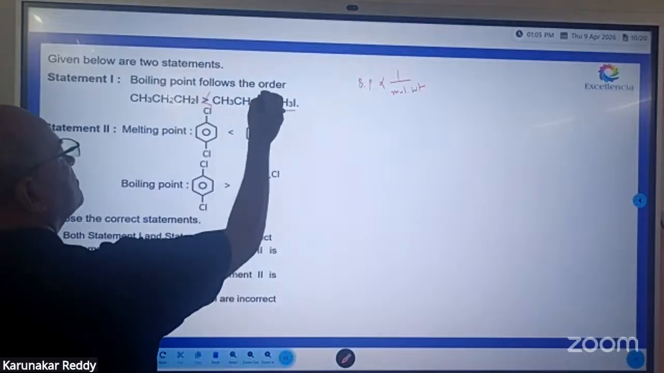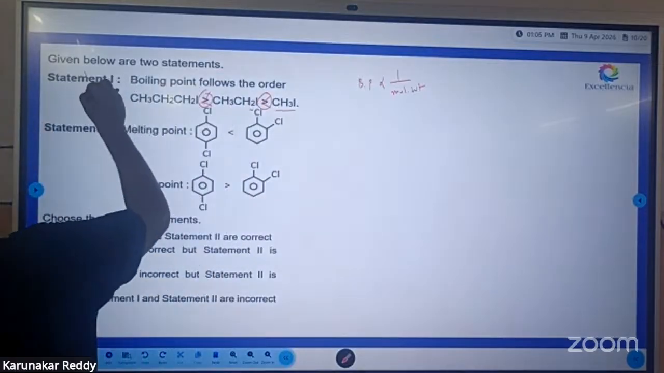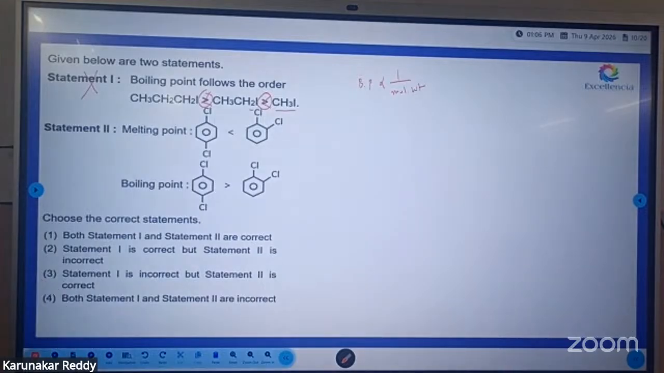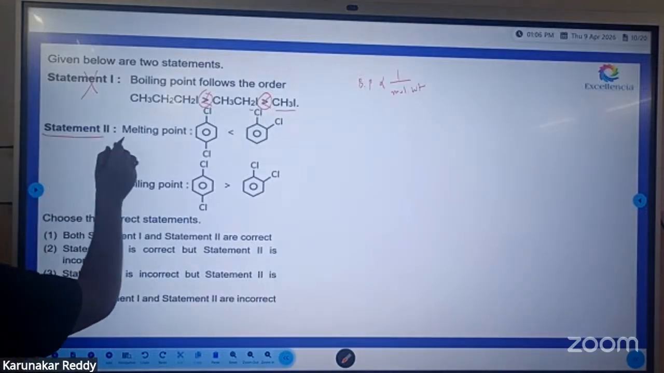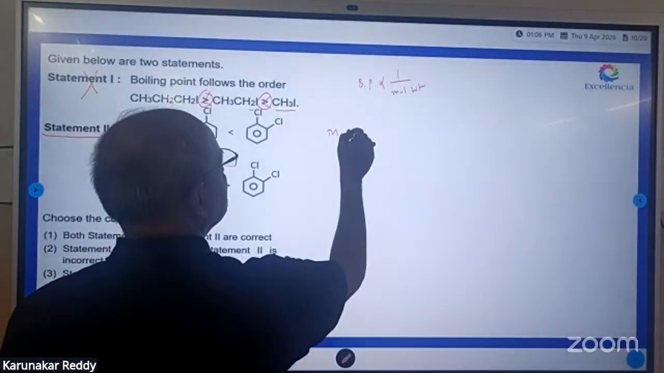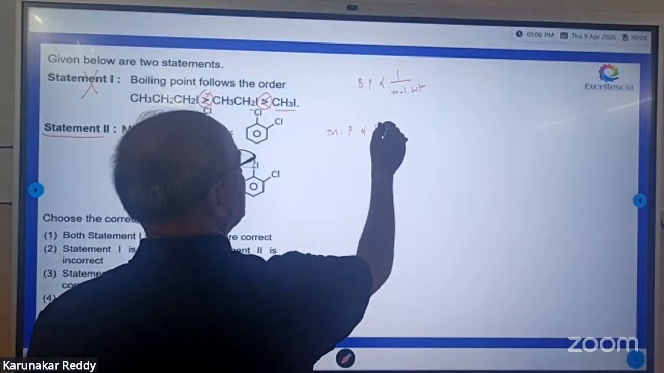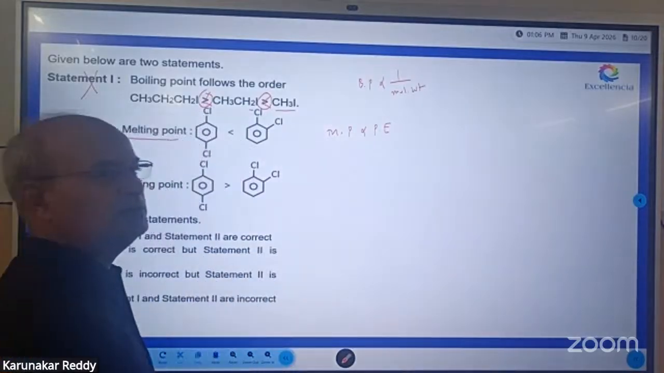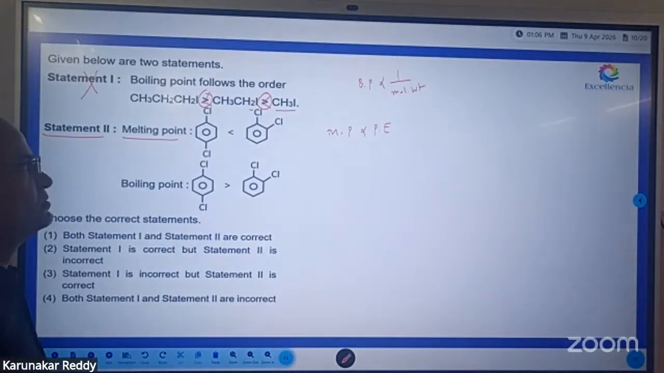It should be like this, but they gave this one, which means this statement is incorrect. Now statement 2, melting point. Generally the melting point depends upon the packing efficiency. Greater the packing efficiency, greater will be the melting point for isomers, I'm saying.